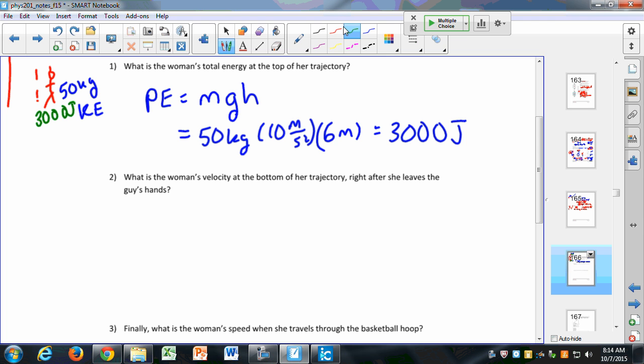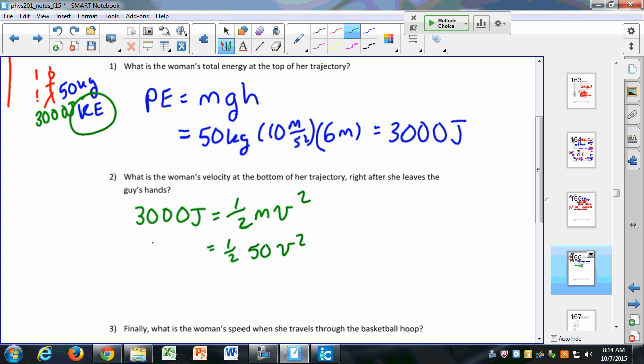Okay, that sounds about right. Y'all agree with that? 11-ish? All right, so I can do it a couple different ways. Since I know the total energy, I'll just say 3,000 joules is equal to the kinetic energy, 1/2 mv squared. I don't have to do it this way. I'm going to do it a different way in just a second. That's equal to 1/2 of 50 v squared. That's 6,000 divided by 50, and the square root of that, which is the square root of 120, which is about 11. 11 squared is 121.